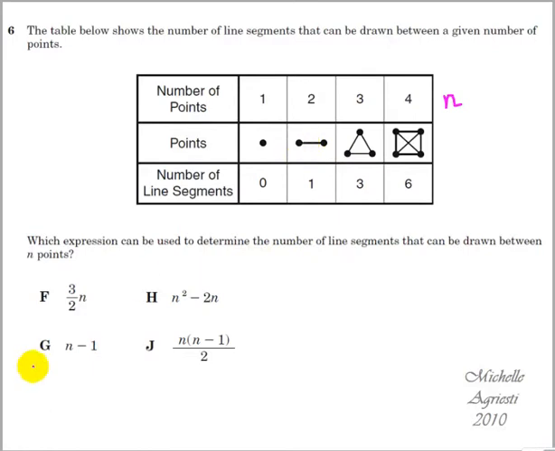So let's just start with the first one. And rather than starting with this first set of data, basically this is what we have. We have a t-chart. Instead of x and y, we have n points and, let's call this S, segments. So when there's 1 point, we have 0 segments. 2 points, we have 1 segment. 3 points, we have 3 segments. And 4 points, we have 6 segments. Here's our data.